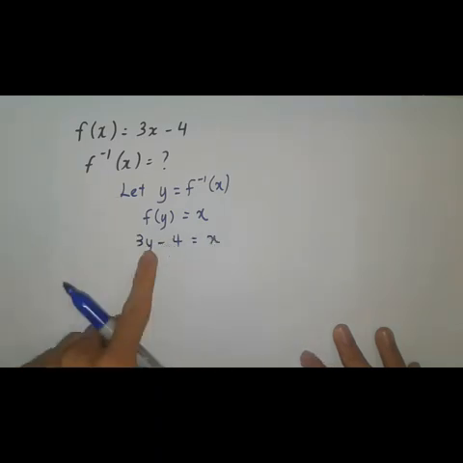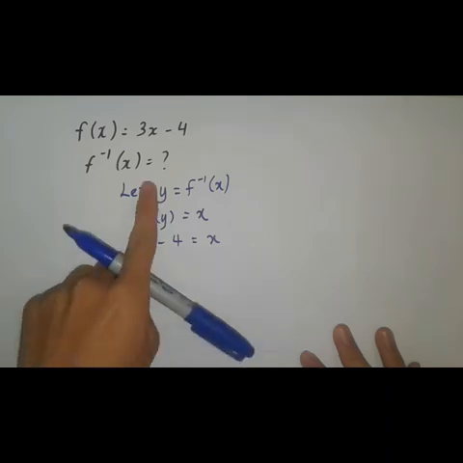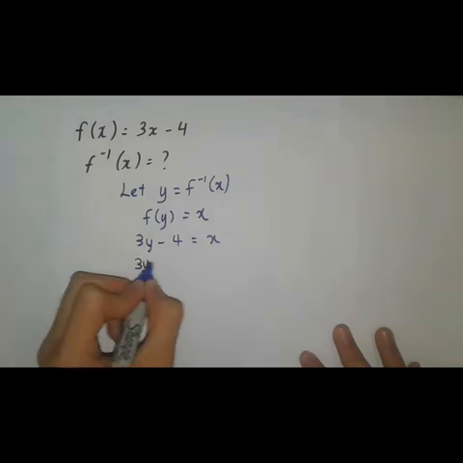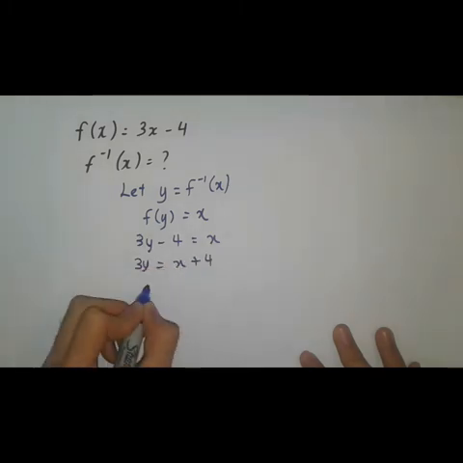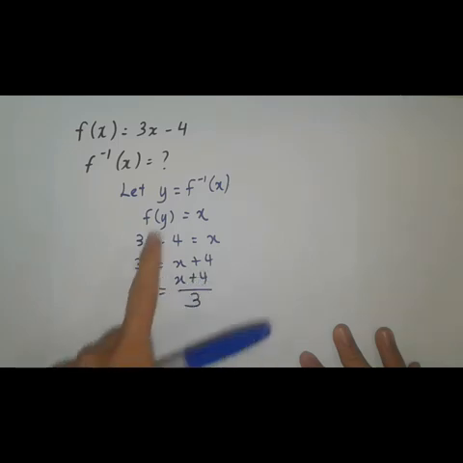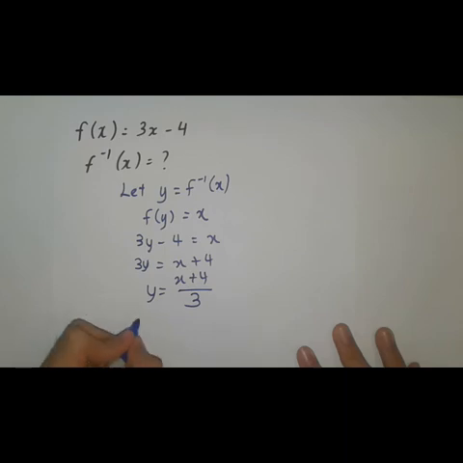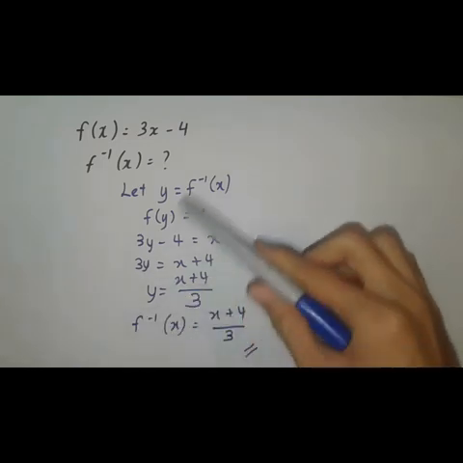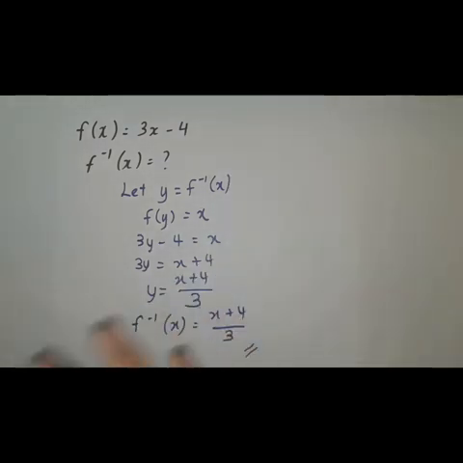Now I have to make y the subject, because I let y equal f inverse x. So 3y equals x plus 4, y equals (x plus 4) over 3. Since I let y equal f inverse x, therefore f inverse x is (x plus 4) over 3. So this is your answer. It's very simple. You just have to remember the steps and you can solve this kind of questions.